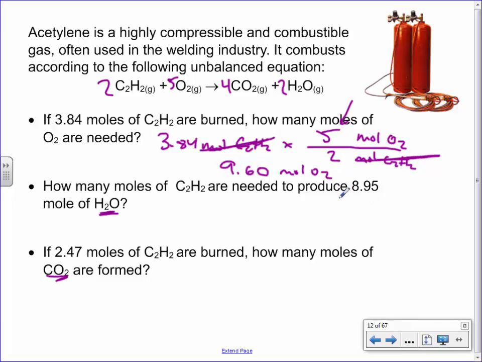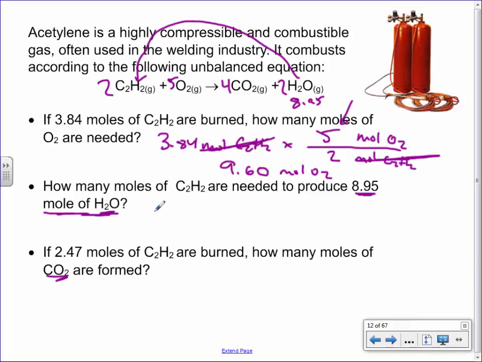Now, using that same concept, I can make predictions of how much water. Right here, let's say that you wanted to make water. Say the whole point of this endeavor was to produce water vapor. Maybe I would ask you, well, if you want to make 8.95 grams of this stuff, how much of this should you begin with? I'm kind of working backwards and making a prediction.